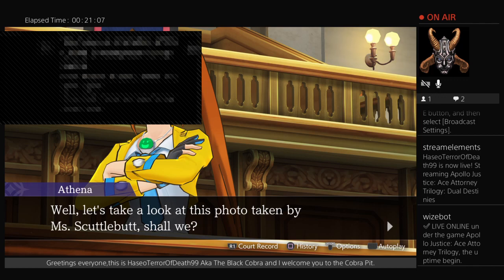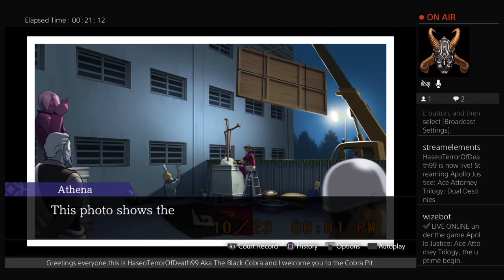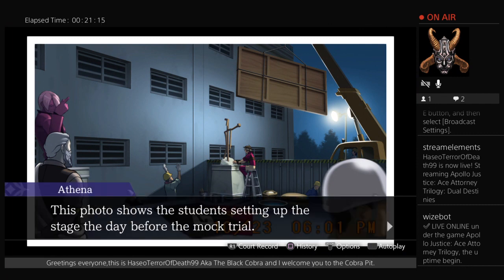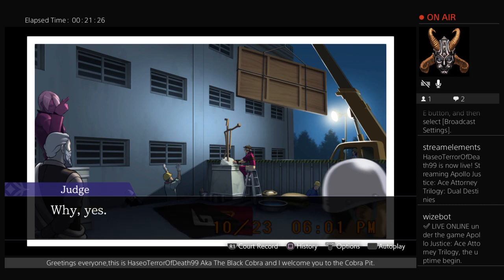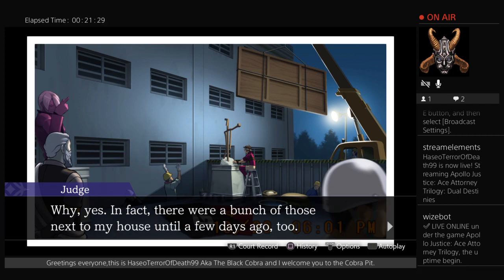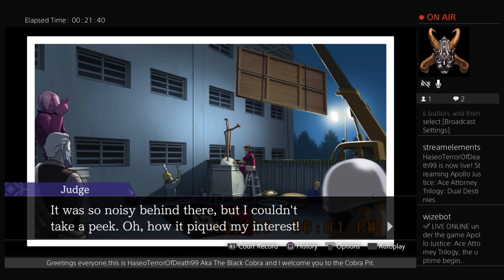Well, let's take a look at this photo taken by Miss Scuttlebutt, shall we? This photo shows the students setting up the stage the day before the mock trial. Do you see the big construction screen to the right of the stage in the background here? Why, yes. In fact, there were a bunch of these next to my house until a few days ago. It was so noisy behind there, but I couldn't take a peek. Oh, how it piqued my interest.